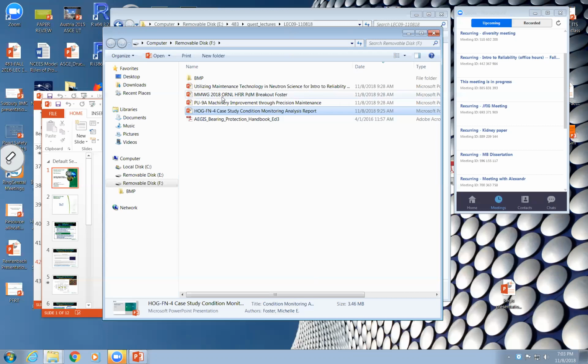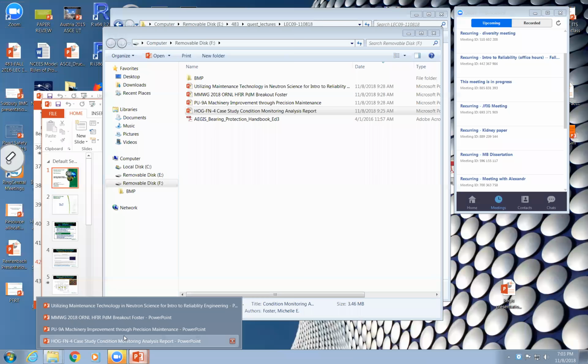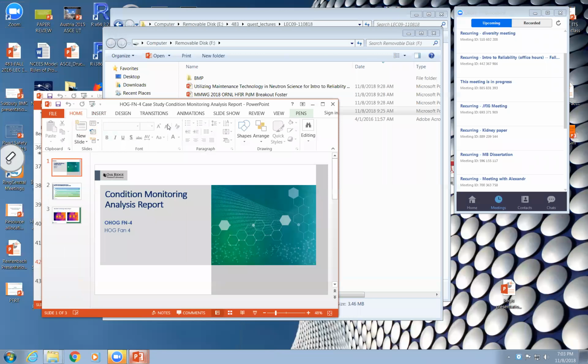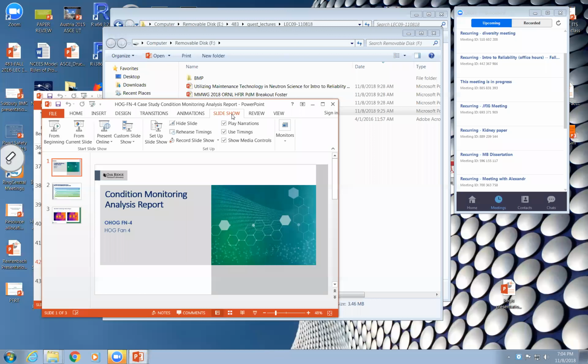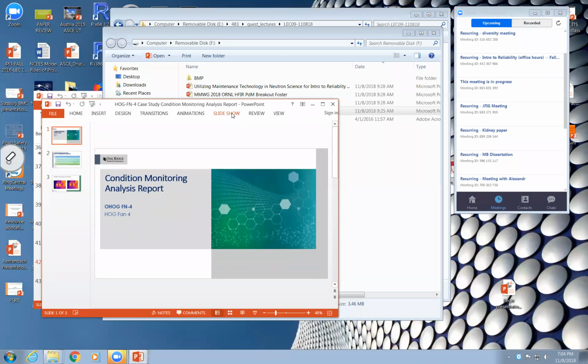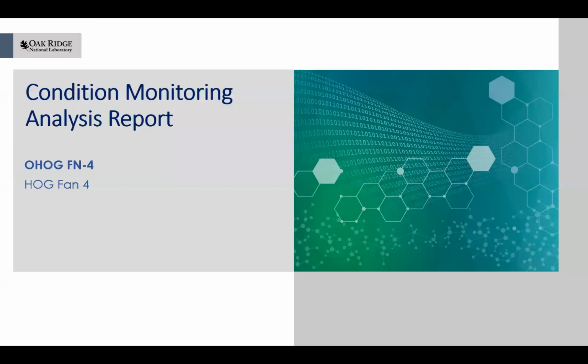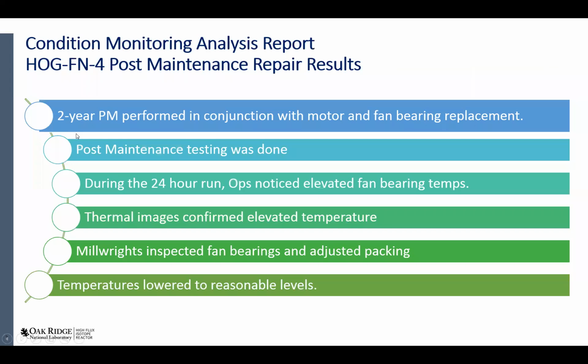The one thing I wanted to talk about, since this is a reliability class, is a couple of the case histories I've dealt with that impacted reliability. It's called Hog Fan 4, where HOG stands for hot off gas. They have a lot of exhaust, and it goes through what they call the HOG system and then out a big stack. So these fans are really important to get this air moved out of the facility.